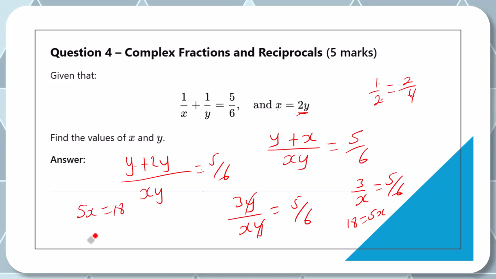And I can divide both sides by 5. So x is going to be equal to 18 over 5. That's what x is. So we are done with x. Now I can find what y is.